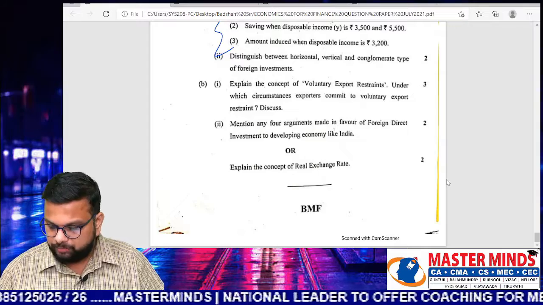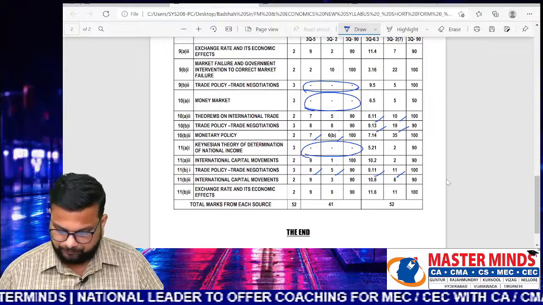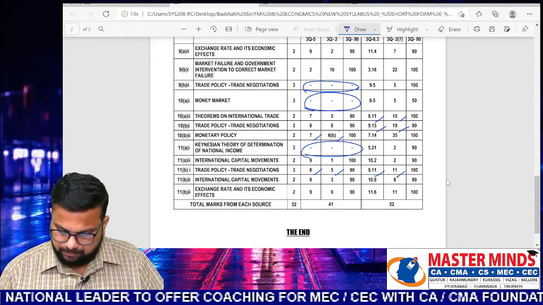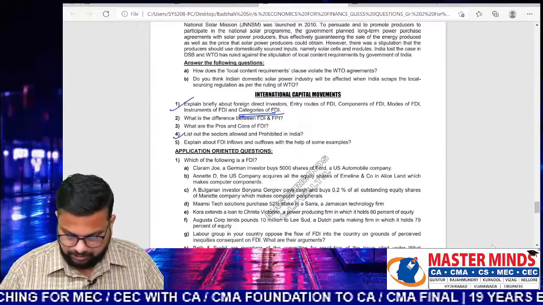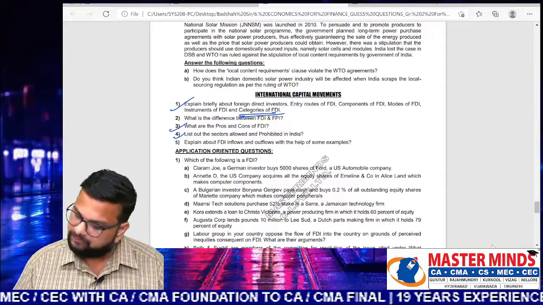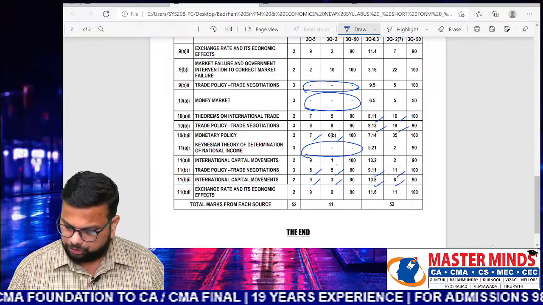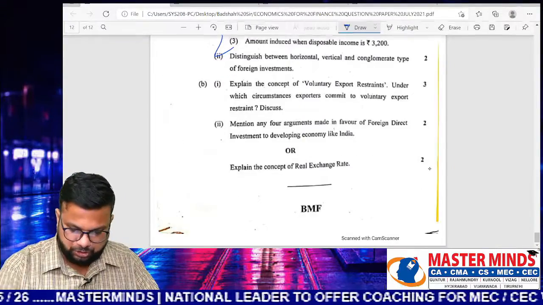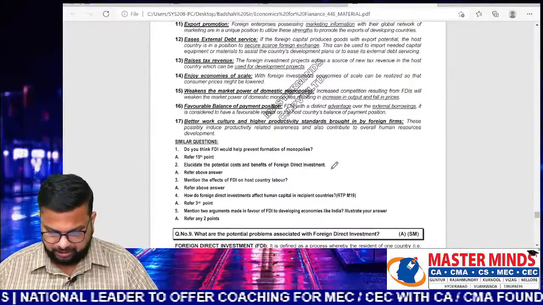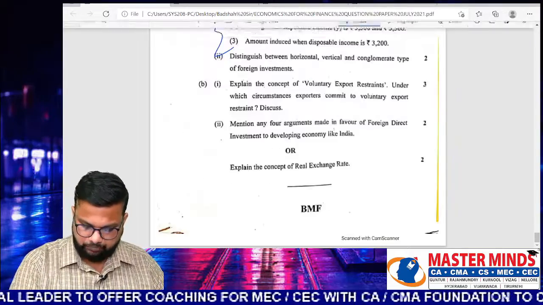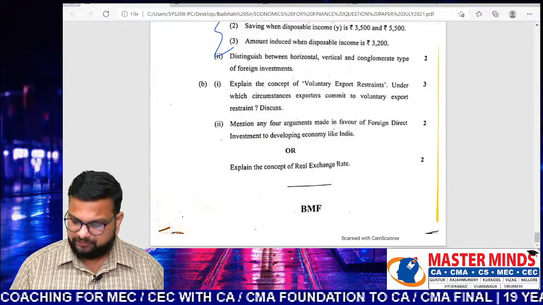Mention any 4 arguments made in favor of foreign direct investment to develop an economy like India. Let us see whether this question is covered or not, Nana. Yes, it is covered. Page number 9, question number 3 in guest questions: What are the pros and cons of FDI? Next, when it comes to the material, Nana, 10.8, question number 8. As you can see, this question is asked for 2 marks, so it is sufficient to write any 4 points. As he has only asked for 4 points, it is sufficient to write 4 points, Nana.